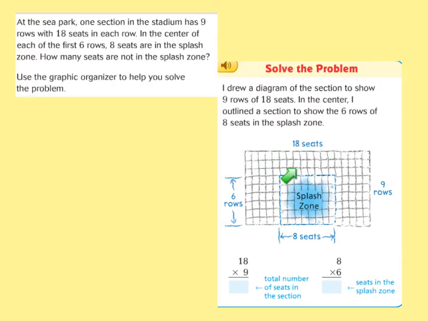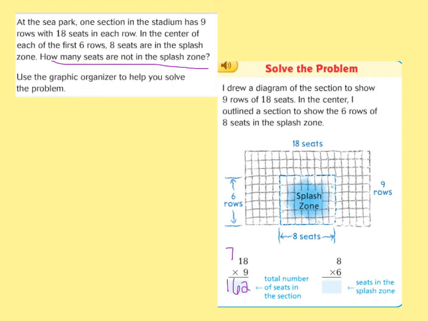In the center here, we have the splash zone. And we remember that we're asking how many seats are not in the splash zone. So we have to keep in mind, this is not our ultimate answer. We need to find the seats that are not in the splash zone, which are all of these seats. The first thing we need to do is find out the total number of seats. In order to do that, I must multiply my 9 rows of 18 seats, and we come to 162 total seats.